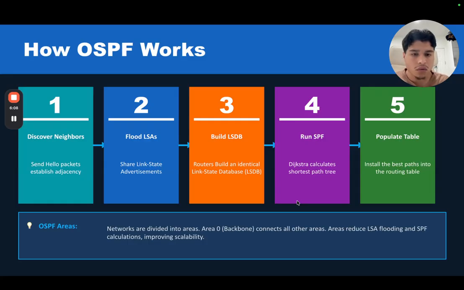And then it will run SPF, so it'll calculate the shortest path tree to destinations, right? And then it'll go ahead and populate the best paths into the routing table.